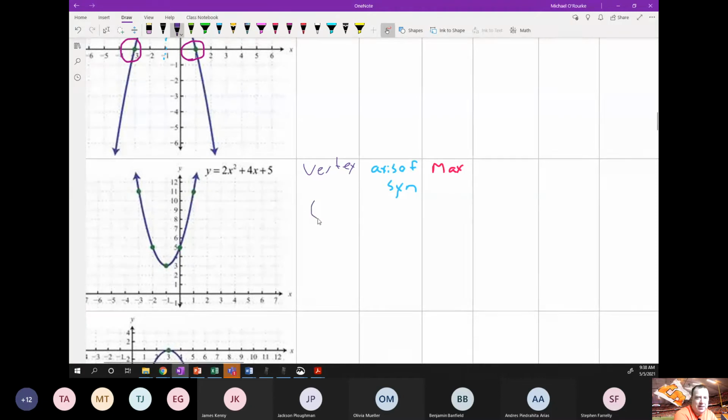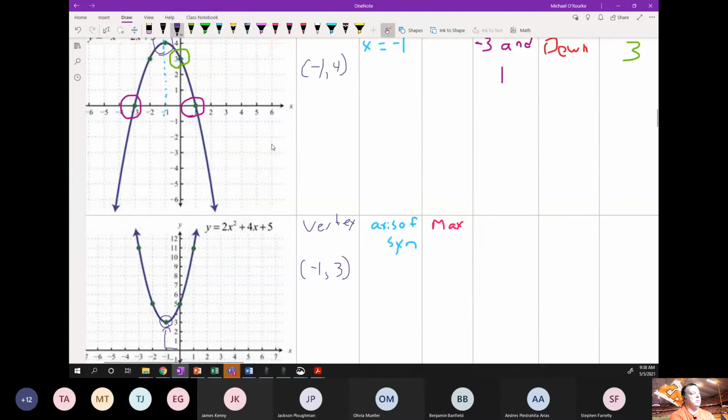You're right, but you're just opposite. -1, oops, comma 3. Good. So -1, comma 3 is our vertex because it's right there. So we go in -1, then go up 3. Okay, who has my axis of symmetry for me? Who wants to tell me what my axis of symmetry is? Let me zoom out there so you can see the ones above.